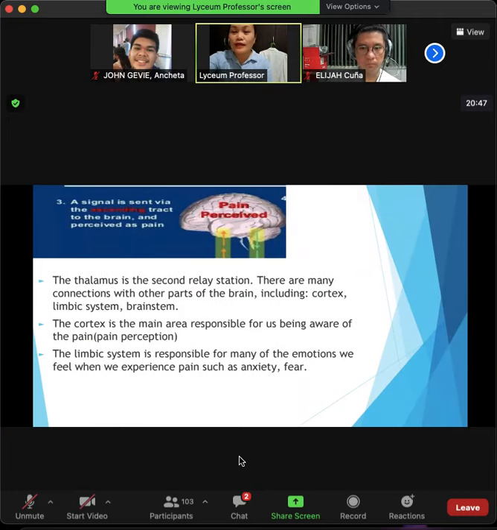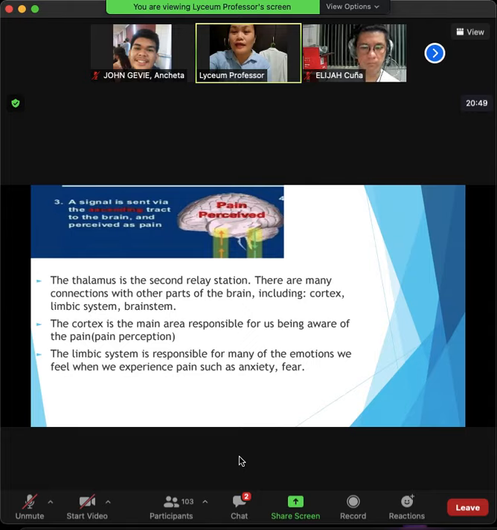So the third pathway is the thalamus. You have to remember that the thalamus is the second relay station. There are many connections with other parts of the brain, including the cortex, limbic system, and brainstem. The cortex is the main area responsible for us being aware of the pain. This is also known as pain perception. Ito na yung stage kung saan napaperceive mo na yung pain.